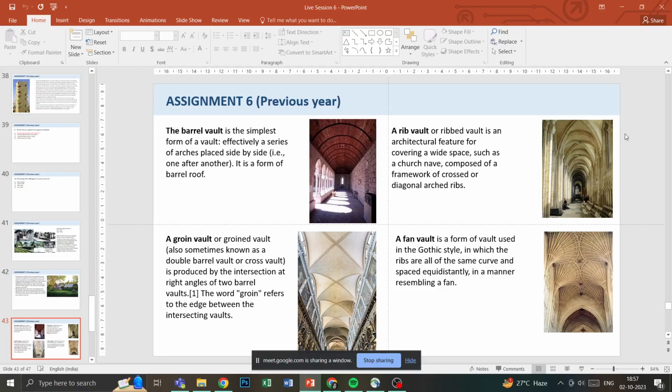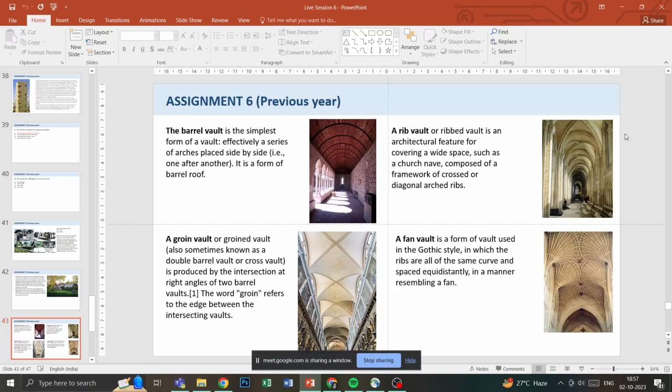A groin vault or groined vault, also sometimes known as double barrel vault or cross vault, is produced by the intersection at the right angle of two barrel vaults. So when two barrel vaults are intersected at right angles, the shape that this intersection would create is actually a groin vault. The word groin refers to the edge between the intersecting vaults.